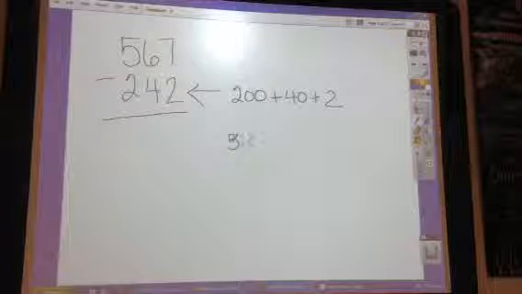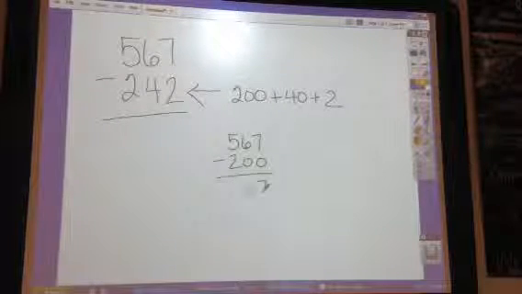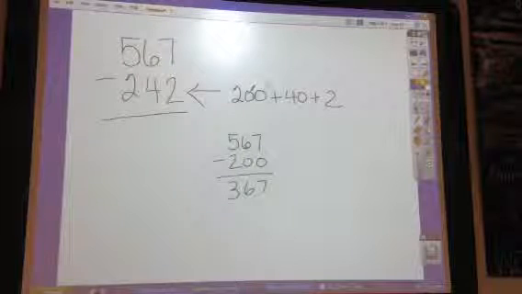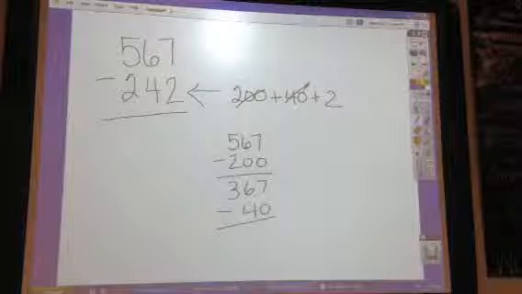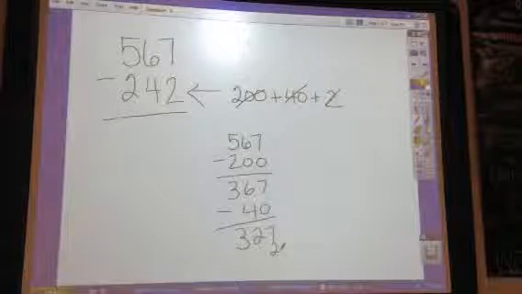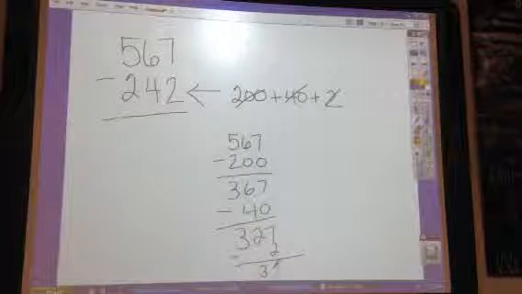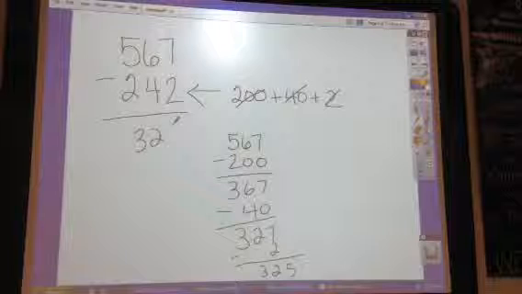So we start out with 567 minus 200. Okay, we've done that part, and we can subtract the 40. We've done that part, and we can subtract the 2. So our answer is 325.